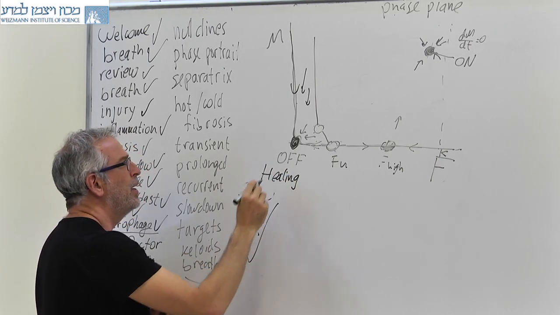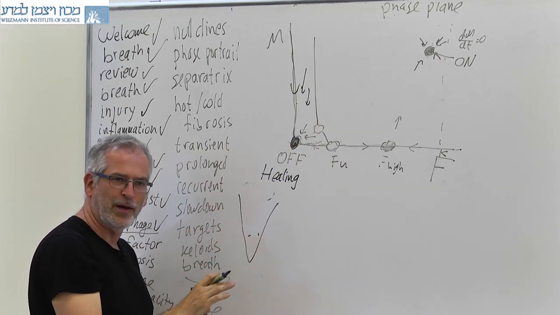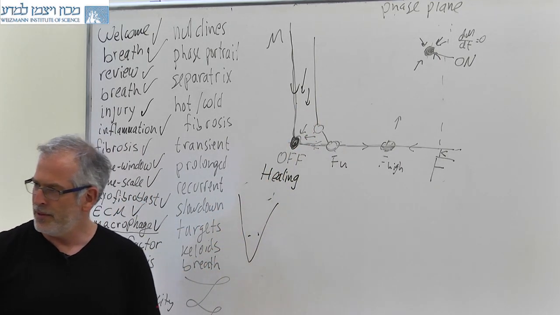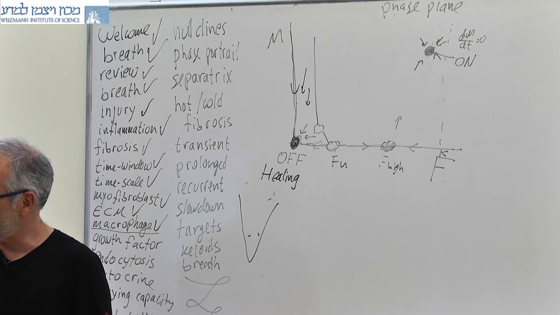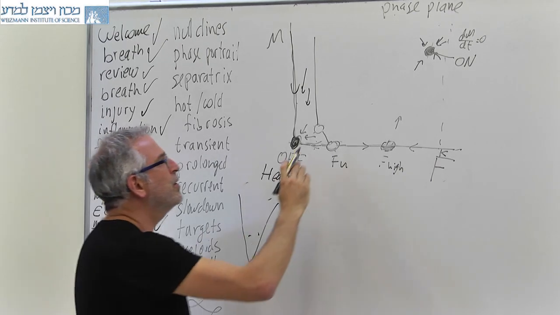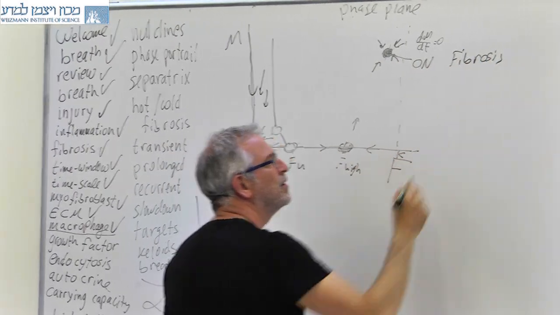Because after the m and f do their thing, they crash to zero, they vanish. That's like what happens when you get discarded, it vanishes. Soon we'll talk about discard. And if you're here, this state we're going to call fibrosis, because this is a self-sustaining state.